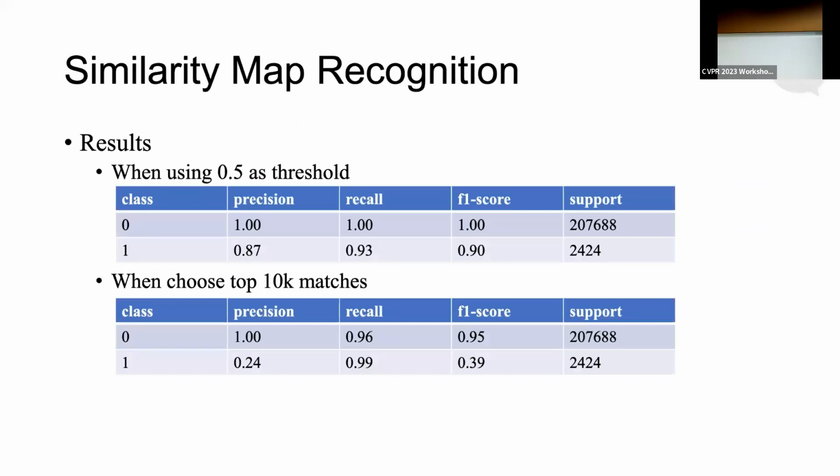We show the classification results of different thresholds on our validation set. When using 0.5 as the threshold, the precision and recall of the similarity maps without matching segments are both 1. But our target is similarity maps with matching segments, so we choose the highest scoring 10,000 matching samples to ensure a high recall for similarity maps with matching segments.